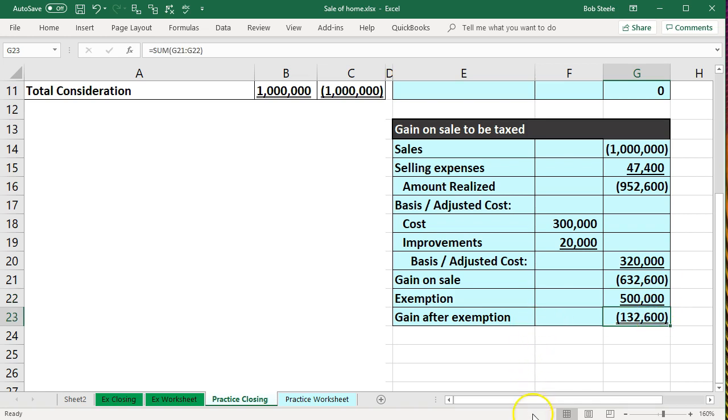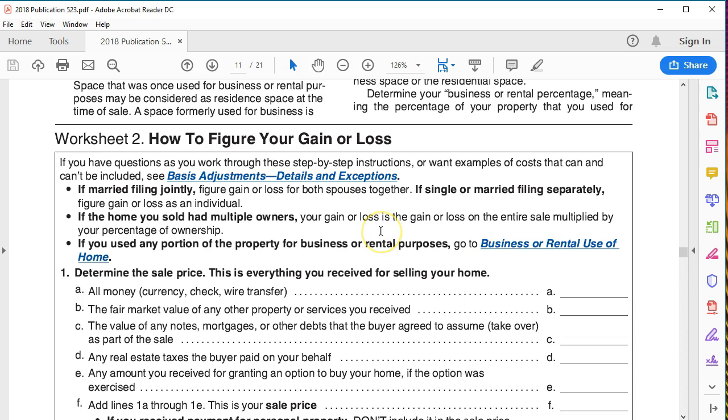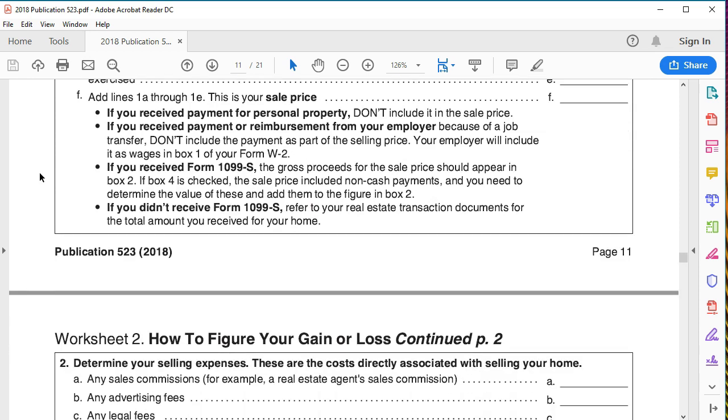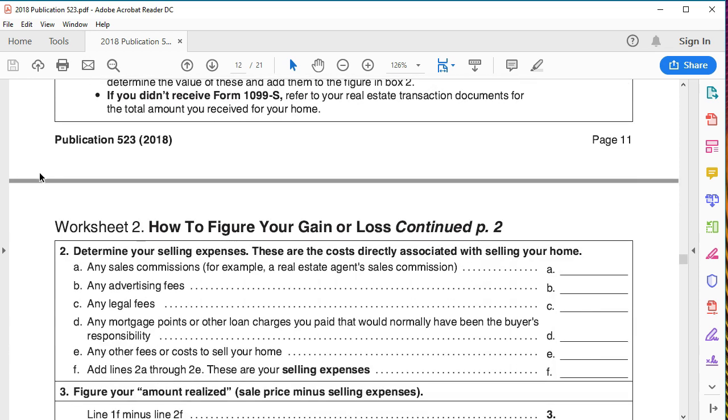Now, the next time we'll go through this and we'll use the IRS's worksheet 2, which is a similar process, and we'll go through this line by line and think about it in our worksheet. And then when we go through our discussions, we'll talk about some of these line items as we go through our discussions.